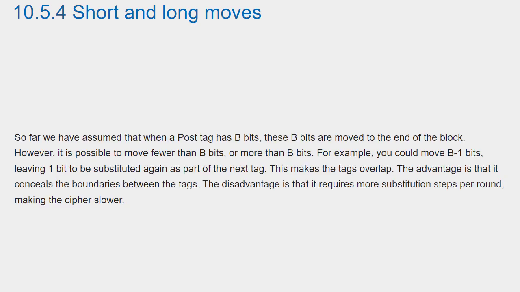Section 10.5.4 Short and long moves. So far, we have assumed that when a POST tag has B bits, these B bits are moved to the end of the block. However, it is possible to move fewer than B bits or more than B bits. For example, you could move B-1 bits, leaving 1 bit to be substituted again as part of the next tag. This makes the tags overlap. The advantage is that it conceals the boundaries between the tags. The disadvantage is that it requires more substitution steps per round, making the cipher slower.